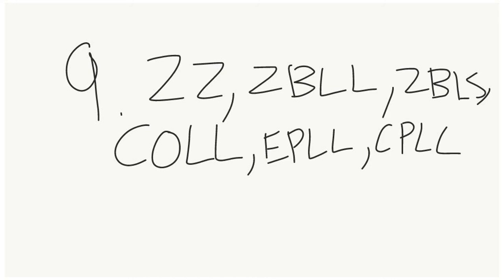So when you get to PLL, you only have to do EPLL, which is the edge PLL, a PLL that only touches the edges. And CPLL is basically just a PLL, but you're only doing corners. So E perms, A perms, yeah, like that.